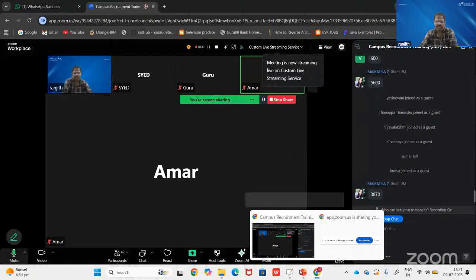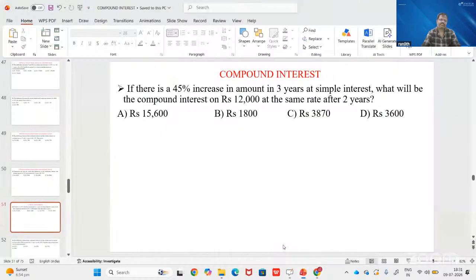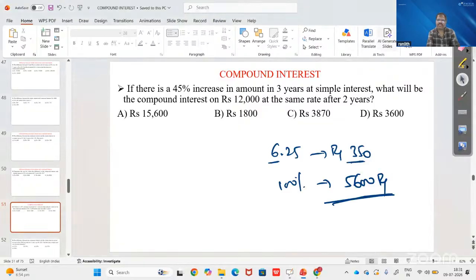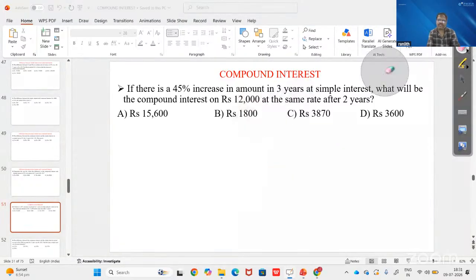Yes, answer is 3870. If there is a 45 percentage increase in amount in 3 years at simple interest, what will be the compound interest on 12,000 at the same rate after 2 years? SI is the same for each and every year. SI for 3 years equals 45 percentage, then 1 year equals what percentage in this case?